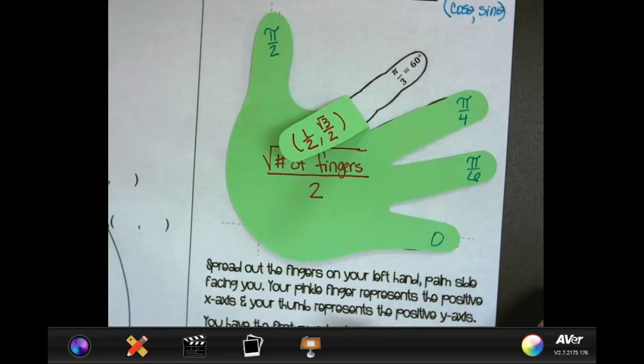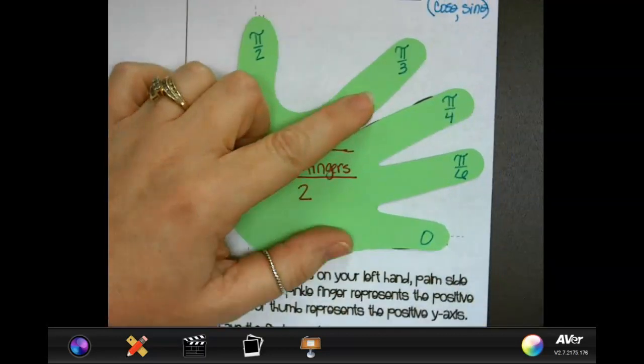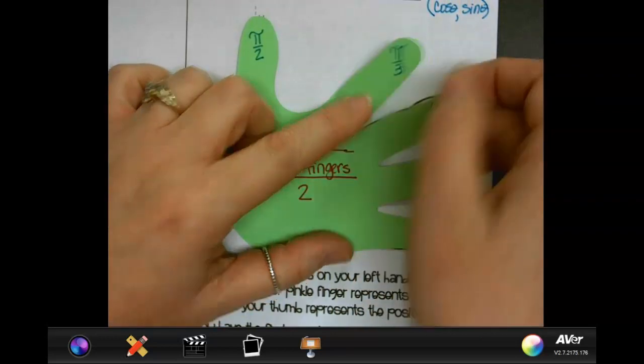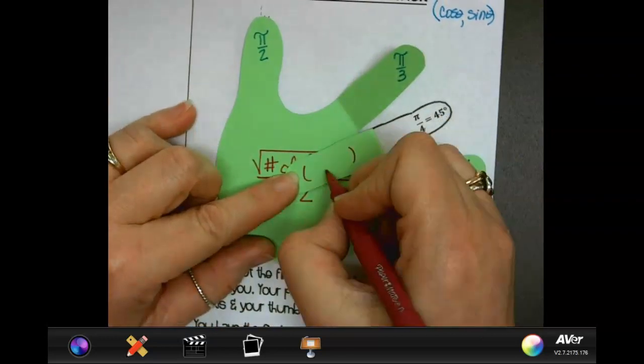So this is my first quadrant, right? This is pi thirds. So when I do this, and I say that, what is the cosine of pi thirds? It is 1/2. The sine of pi thirds is square root of 3 over 2. This is how I know what it is from my fingers. Does that make sense to you? Okay. So we're going to fold this back. We're going to take our middle finger and fold it, and we're going to get our ordered pair.